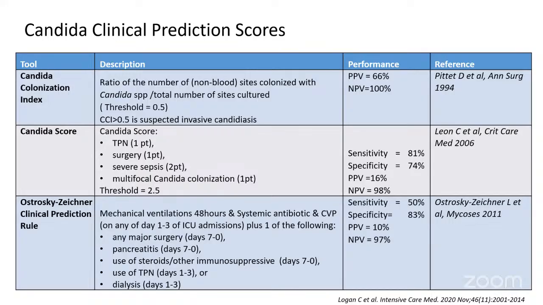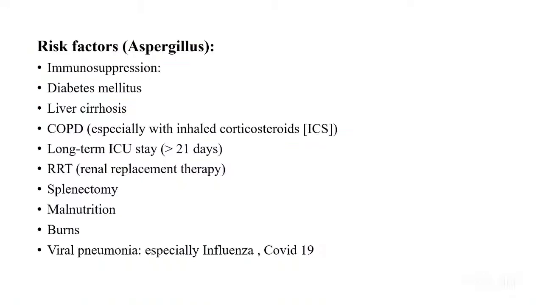The Ostrosky-Zeichner clinical prediction rule includes: patient on mechanical ventilation for 48 hours, on systemic antibiotics, with CVP lines in any of the 1 to 3 days of ICU admission, plus any one of the following: any major surgeries, pancreatitis, use of steroids or immunosuppressives, use of TPN, and dialysis. Sensitivity is 50%, specificity 83%. Positive predictive value is only 10%, but negative predictive value is 97%. So all these clinical prediction scores show good negative predictive value.